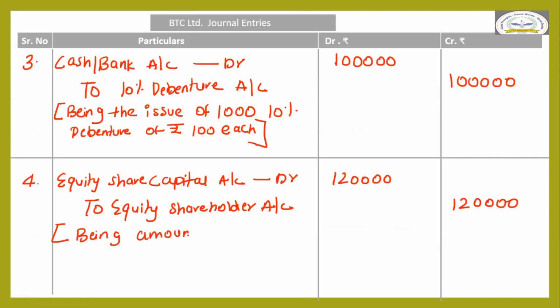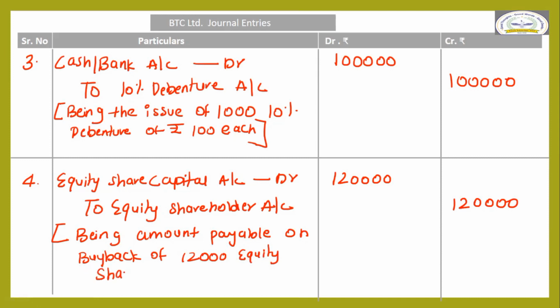And we pass the narration: being amount payable on buyback of 12,000 equity shares of rupees 10 each.